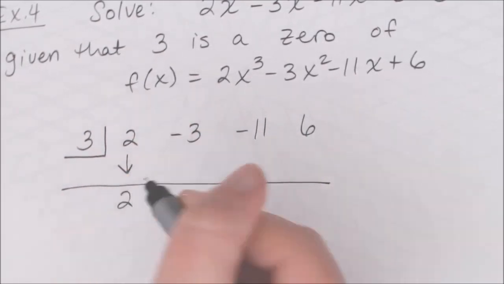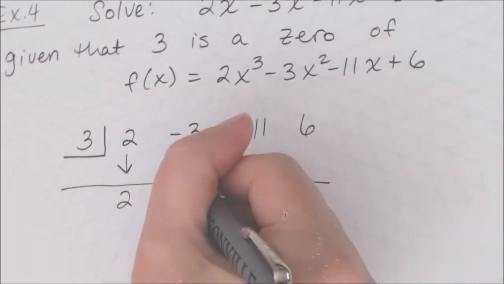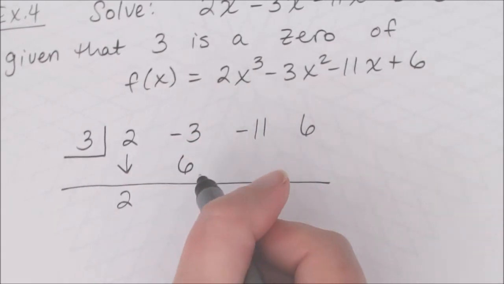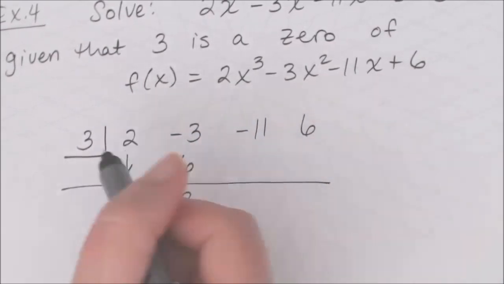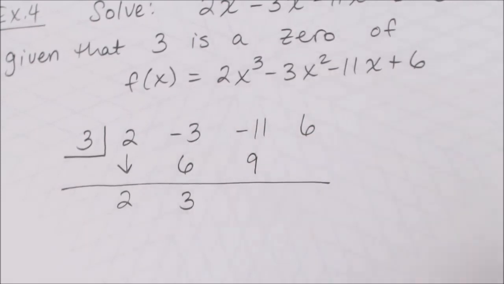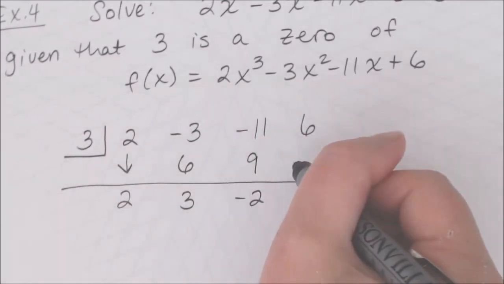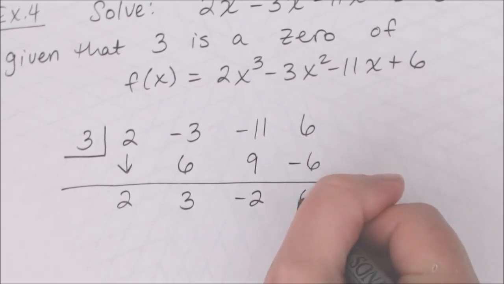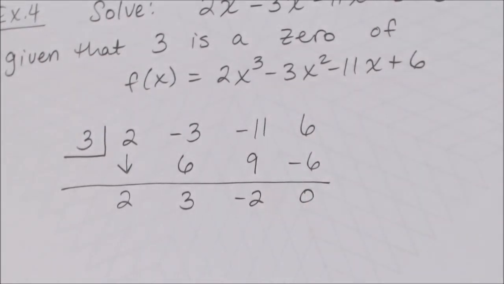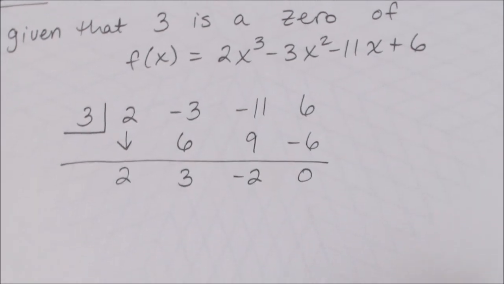Drop down the 2. 3 times 2 is 6. -3 and 6 is 3. 3 times 3 is 9. -11 and 9 is -2. 3 times -2 is -6. And we get 0 as a remainder. That's a good thing. That's what we expected. If we got something else, we'd need to go back and check our math there.